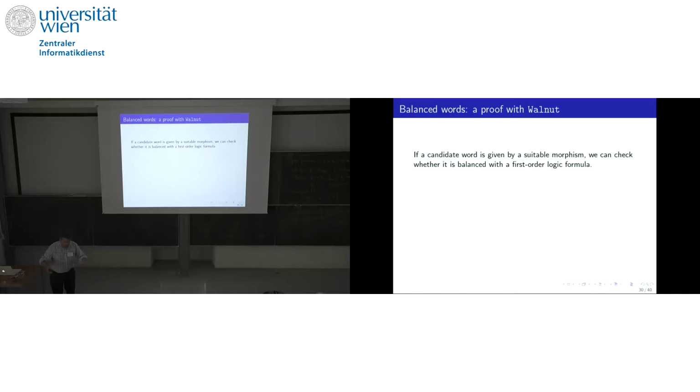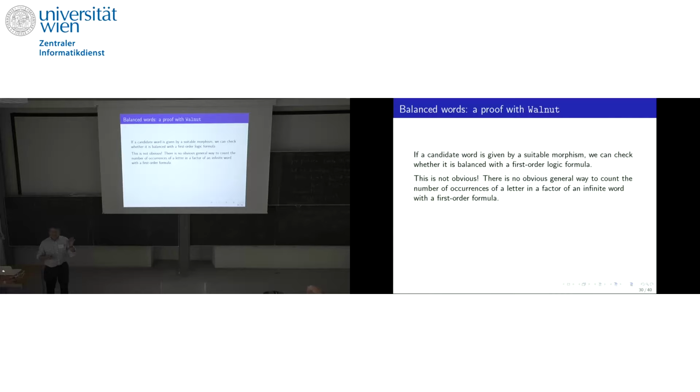So we need a first-order statement that says that a word is balanced. Now, that seems challenging, right? Because the definition of balanced was you take any two factors of the same length, you count the number of occurrences of each letter and compare them, and they can't differ by more than one. But how do you count them? Not obvious how to count the number of occurrences of a particular letter with a first-order logical formula, right?